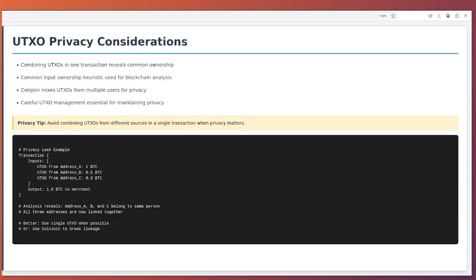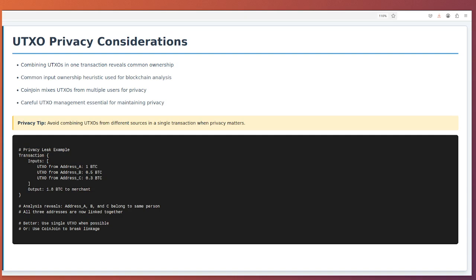Another technique is using different UTXO sizes. If all your UTXOs are round numbers, it might indicate they came from the same source. Varying UTXO amounts makes chain analysis harder. There is also the concept of UTXO consolidation timing. Consolidating UTXOs during high activity periods makes your transaction less noticeable than doing it when the mempool is empty.